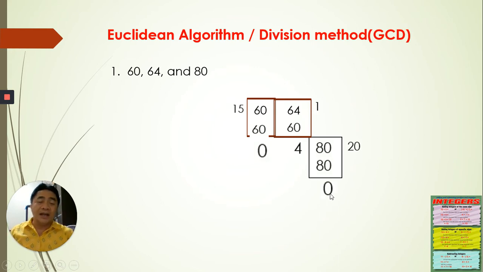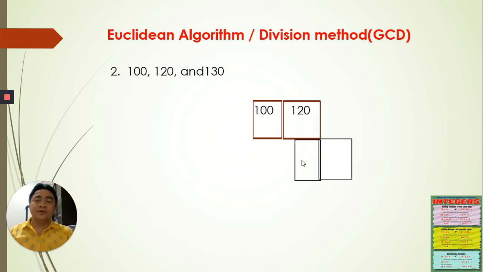So therefore, our last divisor that we are using is 4. This is our last divisor, right? This is our last divisor, and that is our GCD for 60, 64, and 80. So that's how easy it is to find the GCD of three integers, big integers, using this long division method or the Euclidean algorithm.